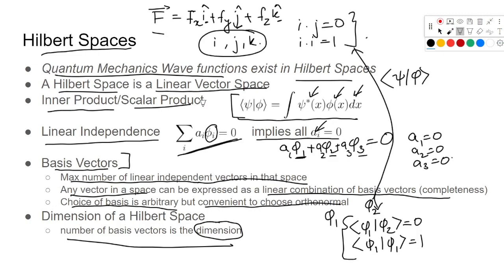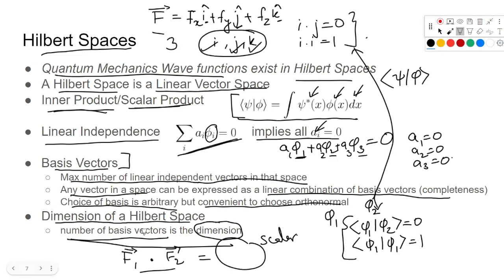And in Euclidean space, the dot product is our inner product or scalar product. So if we had two vectors, f1 and f2, the dot product yields a scalar, and this is our scalar product or inner product for Euclidean space. The number of basis vectors is called the dimension of a space, and we see it as an example for Euclidean space where the number of basis vectors is 3, so we say it's a 3-dimensional space.